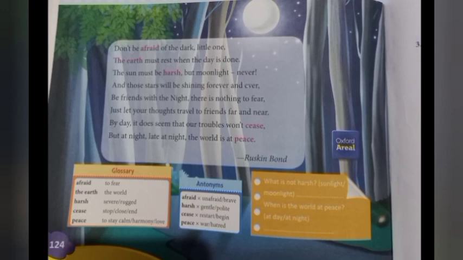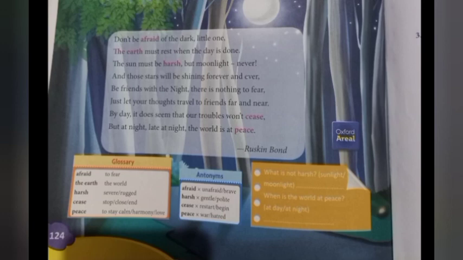Okay. Be friends with the night. There is nothing to fear. So what Ruskin Bond is saying is, dear little kids, be friends with the night. Okay, night is your friend. Don't get afraid. You don't want to be afraid of night. Just let your thoughts travel to friends far and near. So in night time, often when we are going to bed, we'll just have our thoughts, right? Before sleeping, sometimes we'll be lying on the bed and we'll be thinking about our friends, what other things happened in the past and on that particular day. Yes, we used to see, right? So we have to let our thoughts travel to friends far and near, the friends who are far away and near.